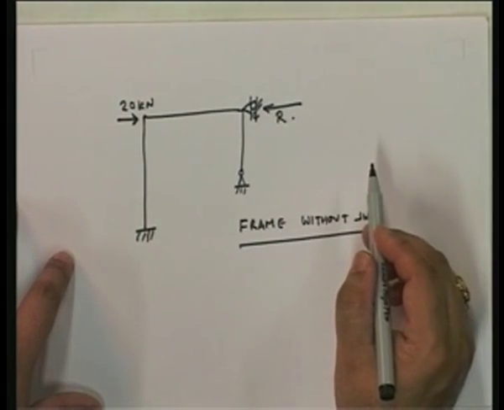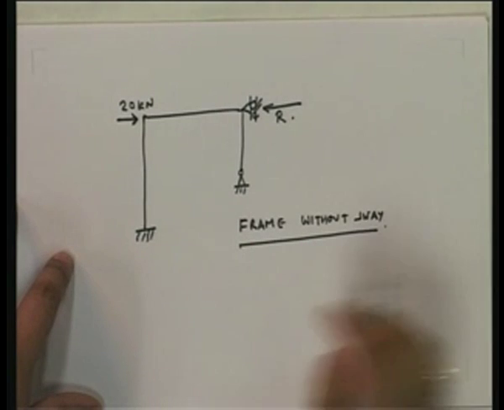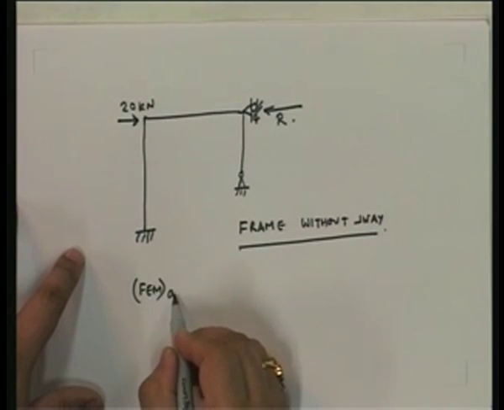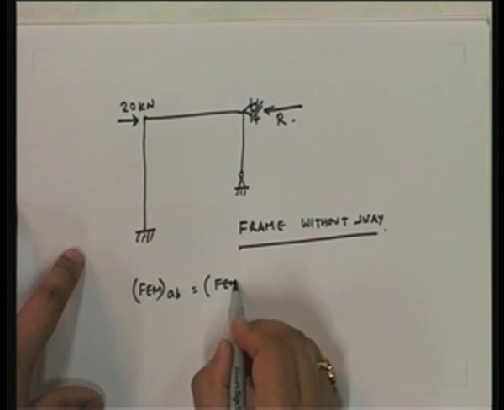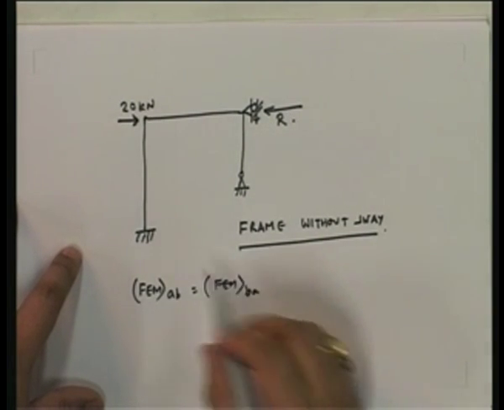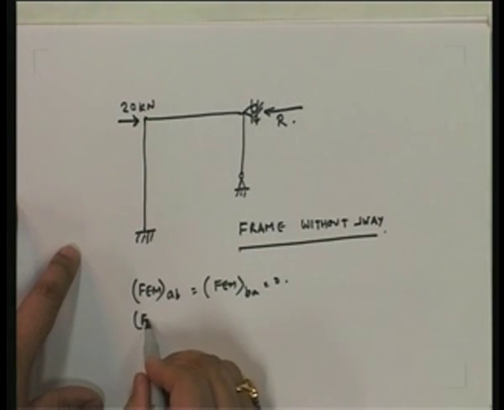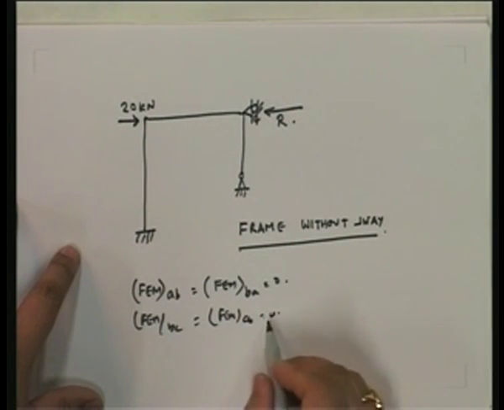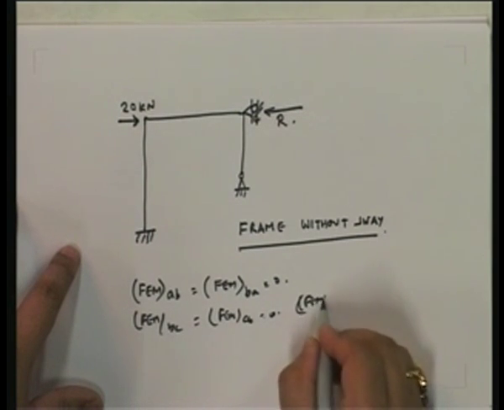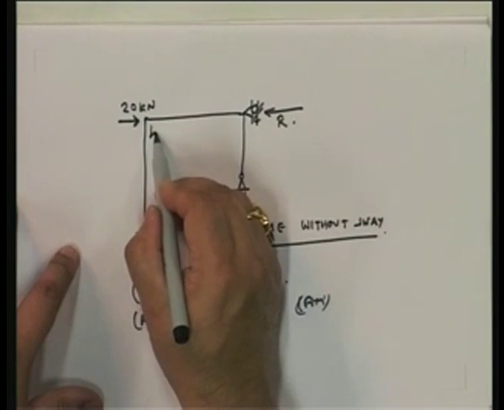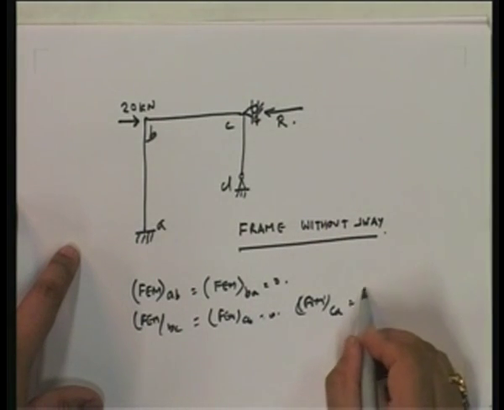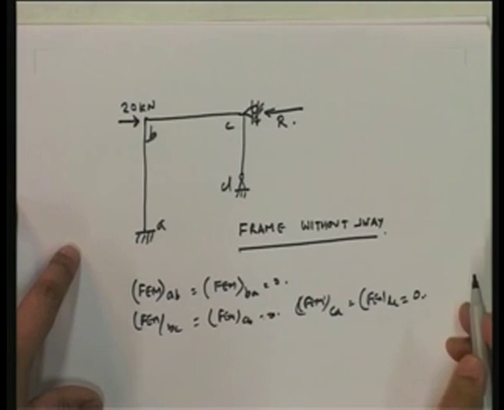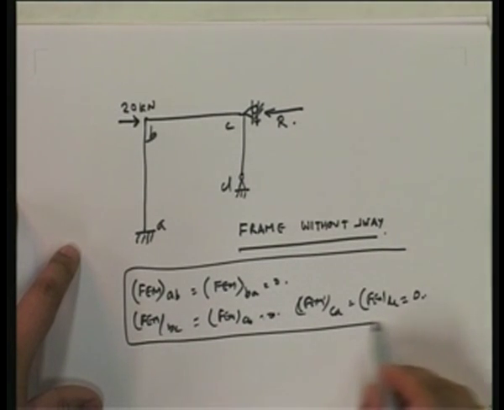Well, this is the structure. I solve the entire problem by finding out first the fixed end moments: AB, BA. There is nothing, so this is equal to 0. Fixed end moment BC is equal to fixed end moment CB is equal to 0. And this is A, B, C, D. Fixed end moment at CD and fixed end moment at DC are equal to 0. All of them are equal to 0.